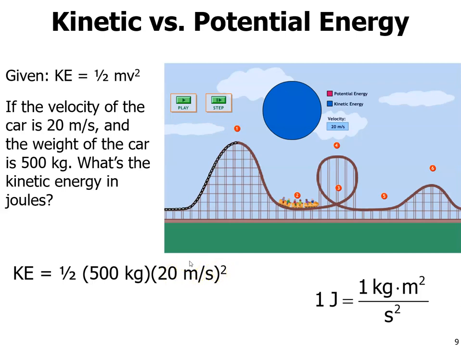And once we do that, we should end up with 100,000 kilograms meters squared per second squared. So those are going to be our units. And you'll notice kilograms meters squared per second squared, that unit is actually equal to 1 joule. So when I solve this, I get 100,000 kilograms meters squared per second squared. That converts to the same 100,000 joules.